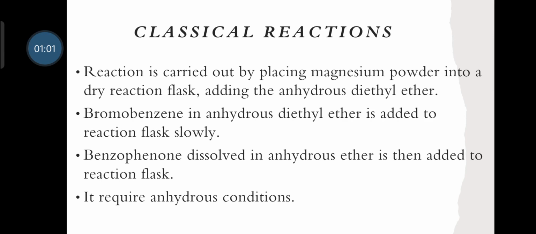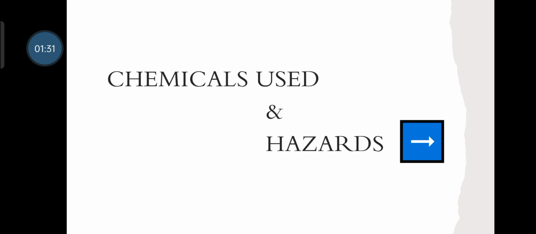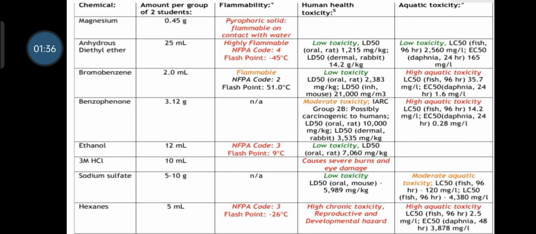The conditions for this type of reaction typically require very anhydrous condition due to the fact that the magnesium salt will react with any small amount of water in the solution. Therefore, the Grignard reaction is typically performed in anhydrous organic solvents such as tetrahydrofuran or diethyl ether. And the reaction is usually carried out in this manner. The chemicals used and hazards are given in this table.